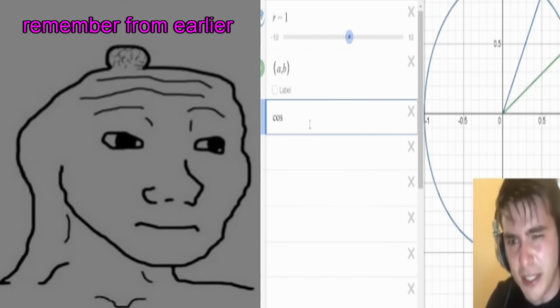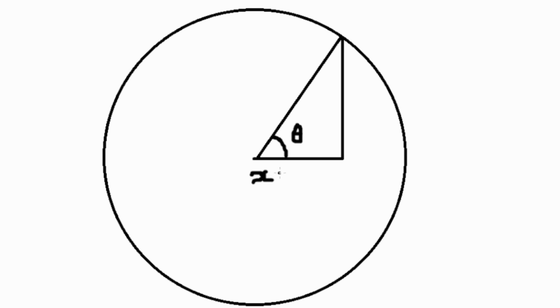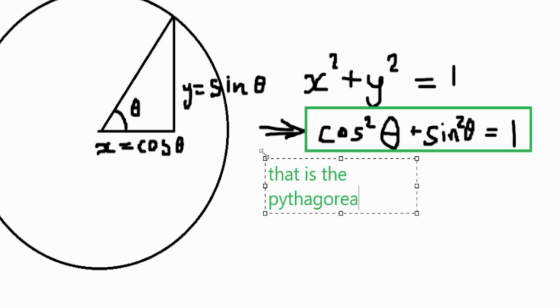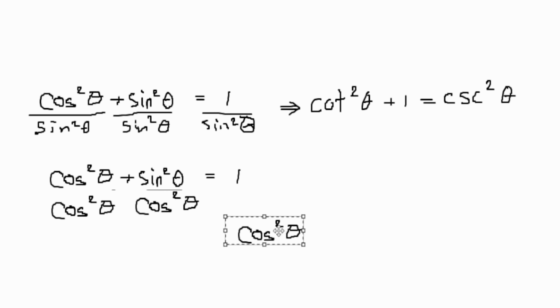Now I'm hoping that you haven't just been playing Fortnite this whole time. You can actually remember from earlier that the x-coordinate for the unit circle is defined as cos theta and y is sine theta. This means that cos squared theta plus sine squared theta equals 1, and that right there is the Pythagorean identity. And then you have two other Pythagorean identities, one divided by sine squared of theta and the other by cos squared of theta.